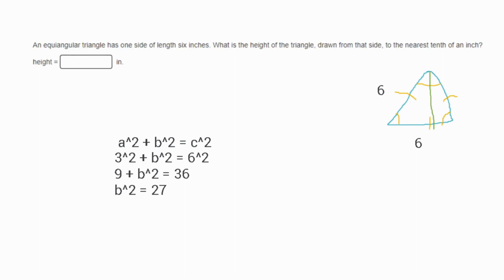And so b is not exactly equal to, but it says to the nearest tenth of an inch. So b, or the height, I'm just going to say height because that's what it really is, using the Pythagorean theorem, is 5.196. Then, nearest tenth of an inch. Well, this is the tenths place, but because there are these other numbers, it's 5.2. So if I put 5.2, that would be correct.